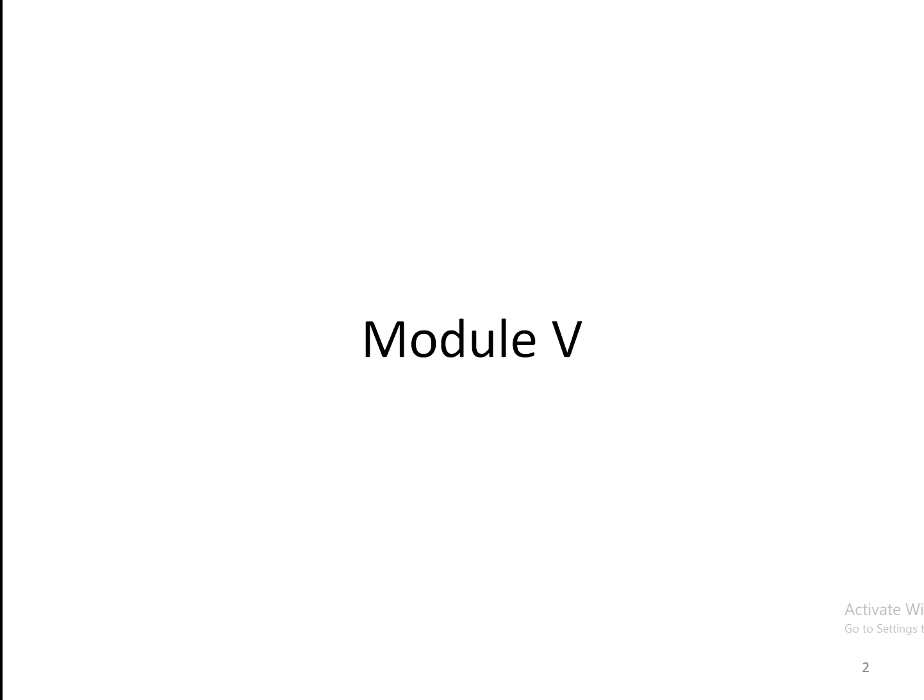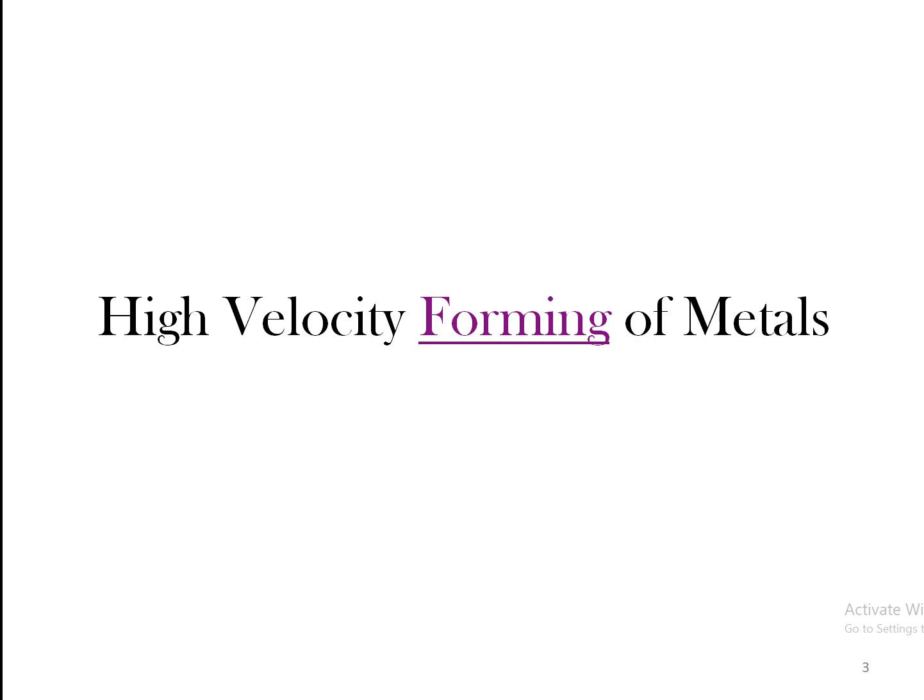So in this lecture video, we'll be dealing in detail with your module 5. The module 5 actually deals with high velocity forming of metals. The entire module is all about high velocity forming of metals. This lecture video is actually divided into 3 videos. The first video will give an introduction about high velocity forming, the second video will deal with the different types of high velocity forming processes or methods, and the third video will cover the underlying principles of high velocity forming and its effects on different metals.